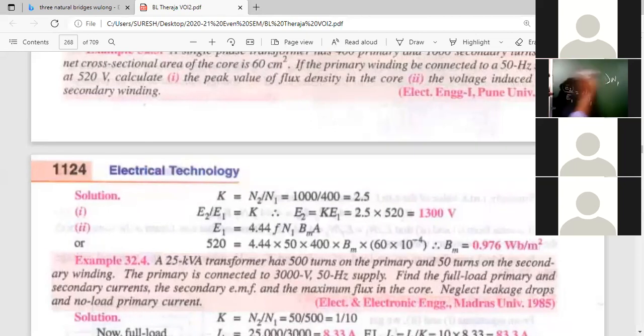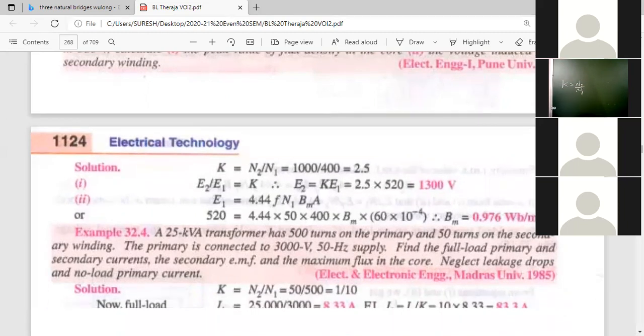Suppose in the exam they ask for the transformation ratio for 2 marks, and ask how you will calculate it. K is equal to N2 by N1. If they are asking for the transformation ratio in the exam, K is equal to N2 by N1.